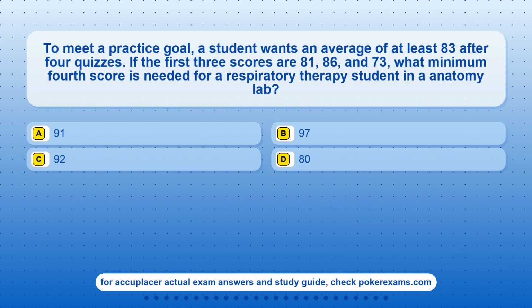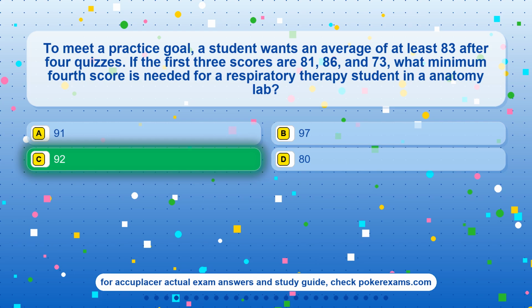Question 3. To meet a practice goal, a student wants an average of at least 83 after 4 quizzes. If the first 3 scores are 81, 86, and 73, what minimum 4th score is needed for a respiratory therapy student in an anatomy lab? Option A, 91. Option B, 97. Option C, 92. Option D, 80.